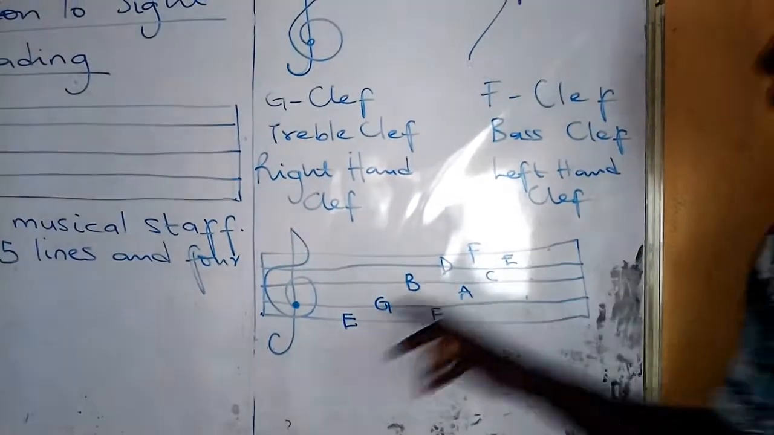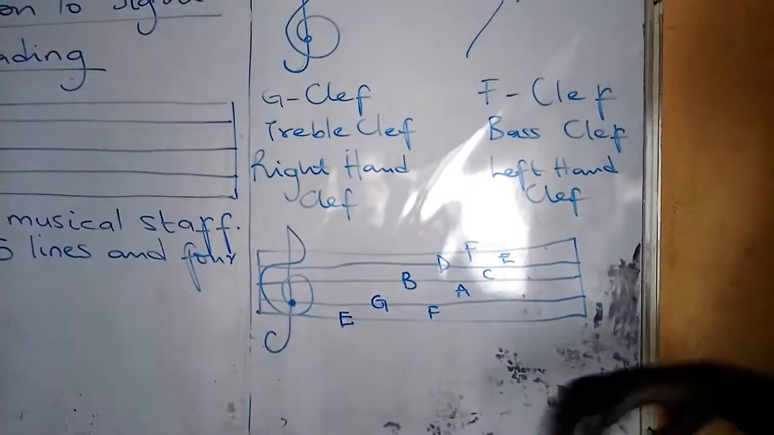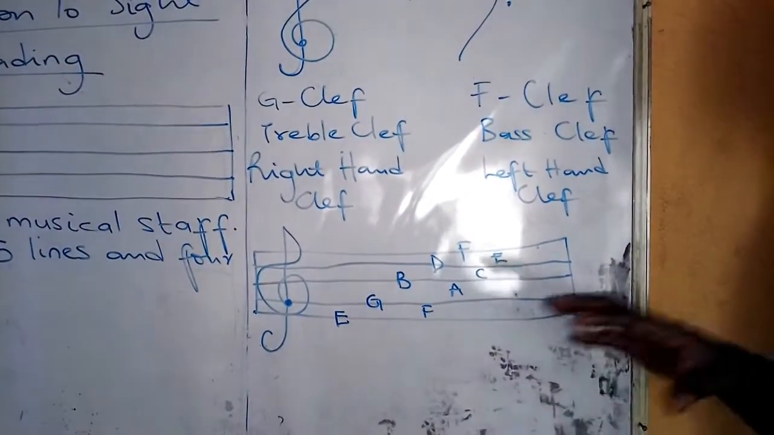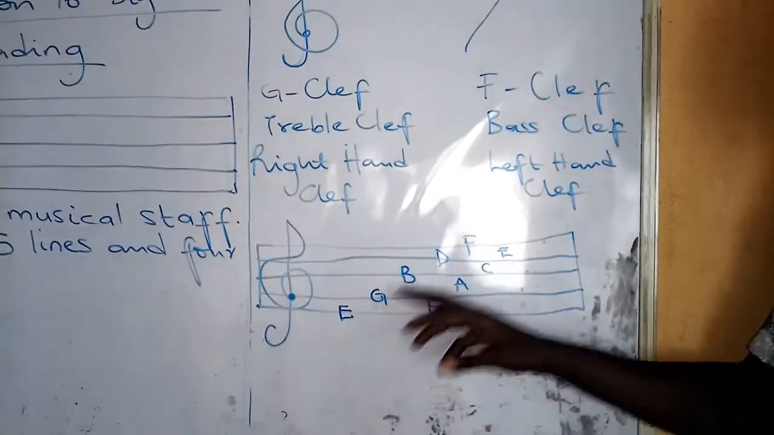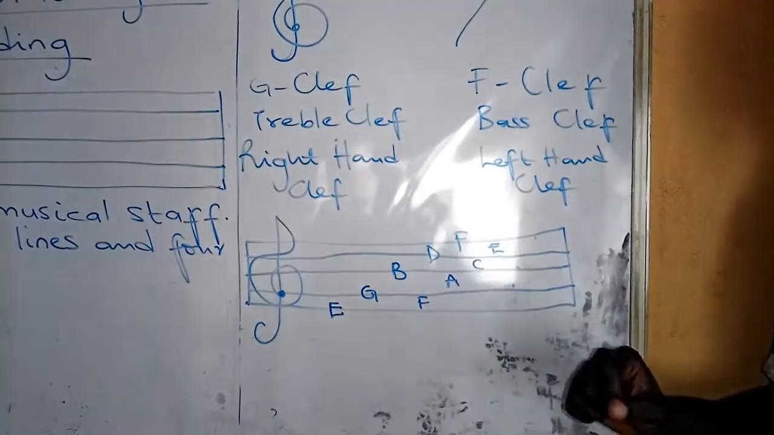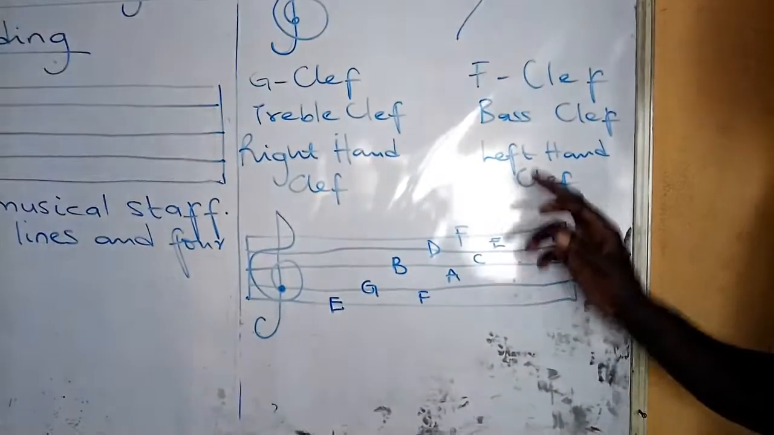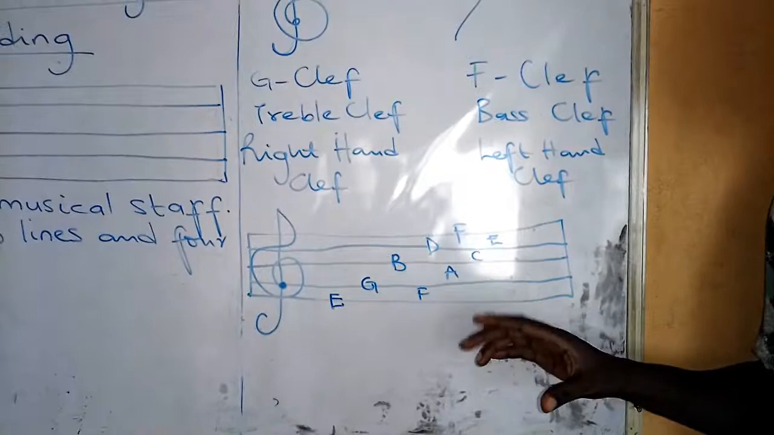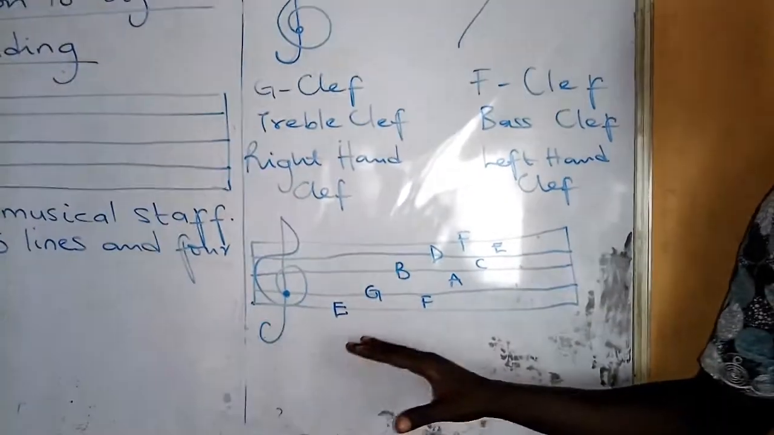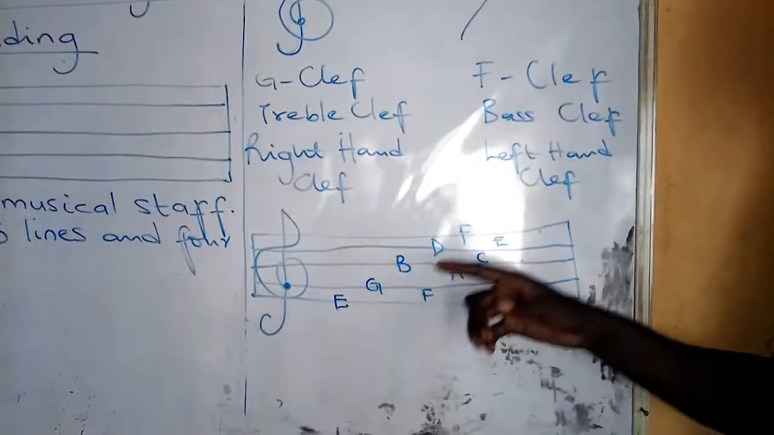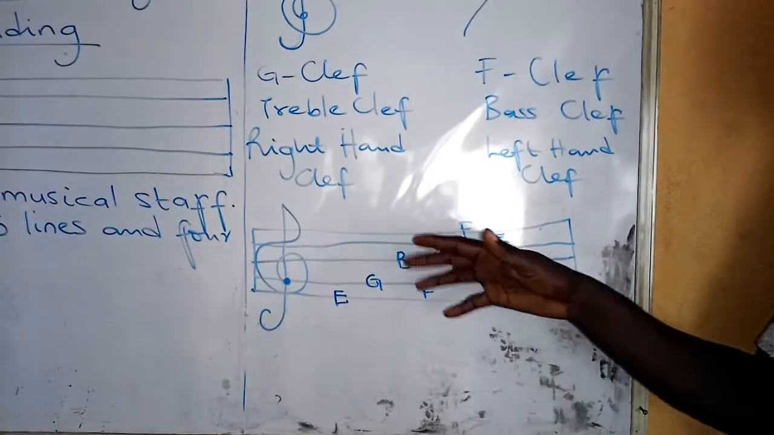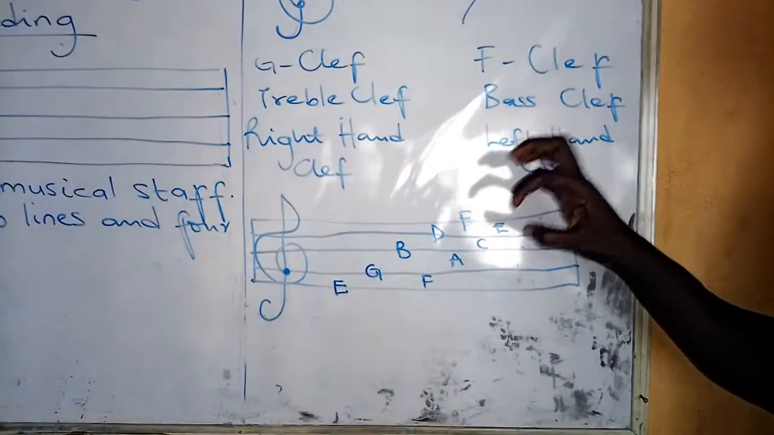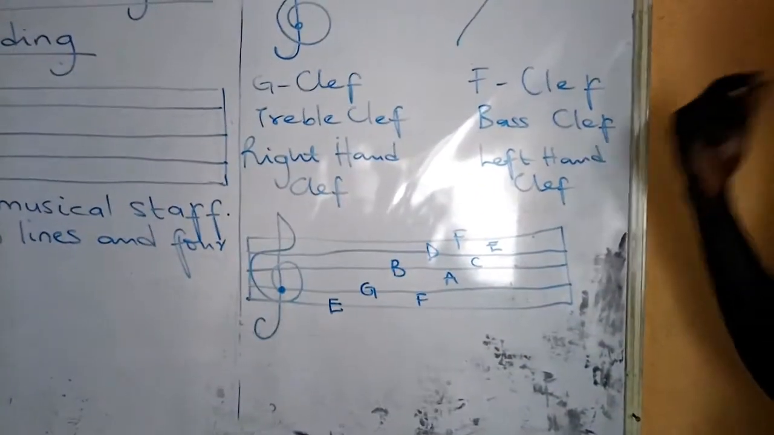Now, if we take just the lines alone, to remember them is very easy. We have E, G, B, D, F. We can say every good boy deserves Fanta. Every good boy deserves Fanta, and it's easy to remember. You take note of the fact that the pitch keeps increasing. So as you're playing from bottom to top, the sound or the pitch of the notes gets higher.